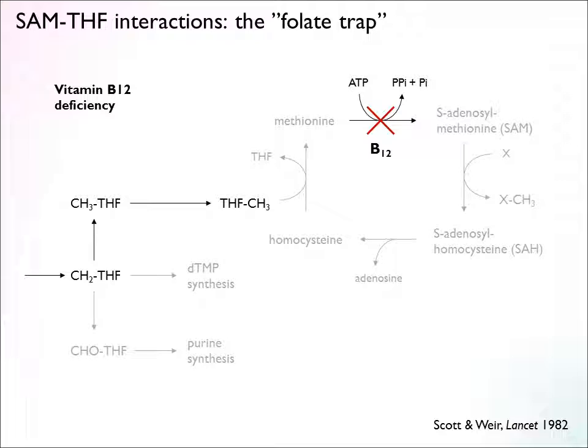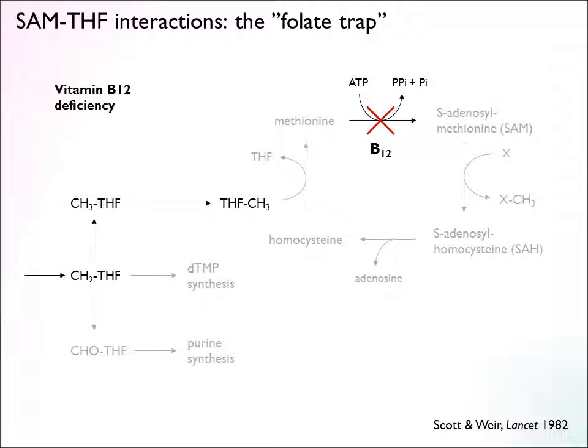In situations where you have metabolic deficiencies, like vitamin B12 deficiency, some of these regulatory systems can backfire, and this is known as the folate trap. B12 is actually a cofactor that is required for this reaction in the SAM loop to take place. So to actually form SAM from methionine, you need B12 as a cofactor.